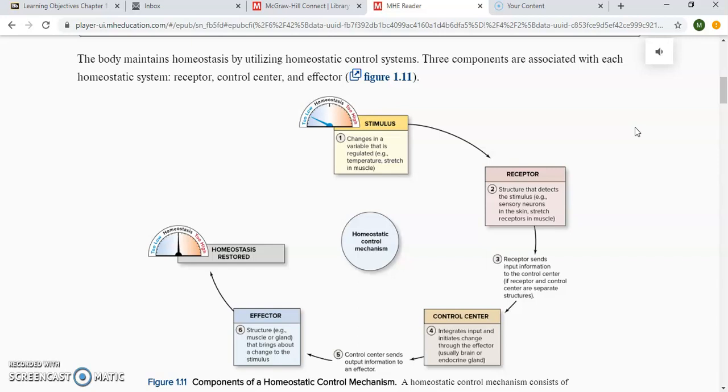Blood pressure, you've probably heard, is 120/80. That's the blood pressure parameter. That's the set point.